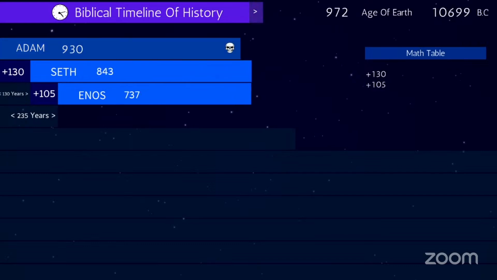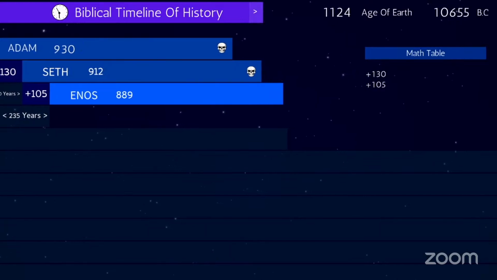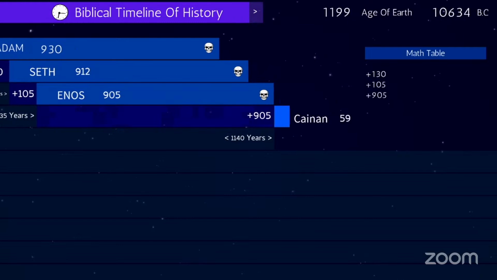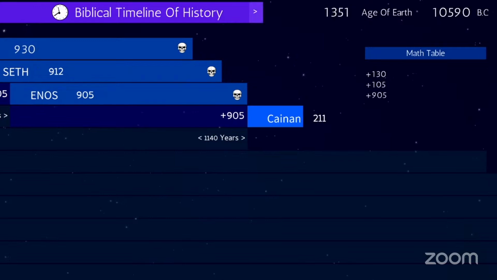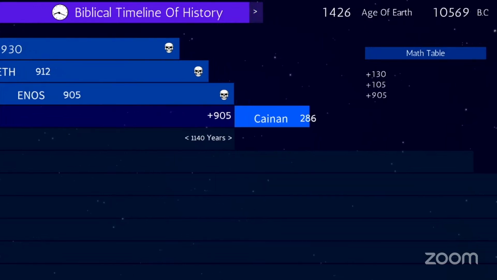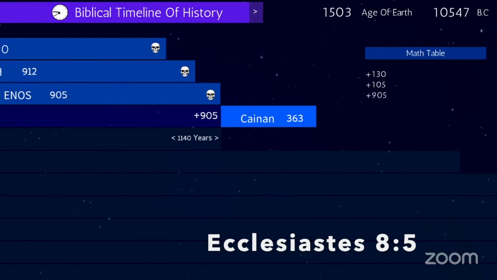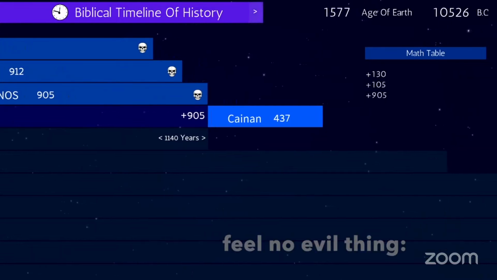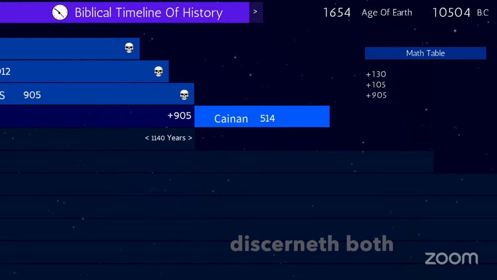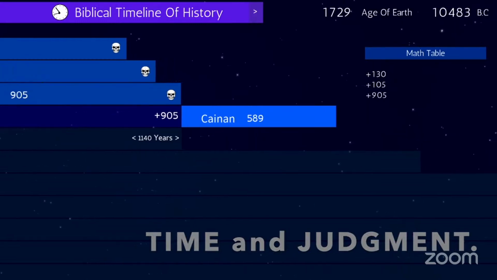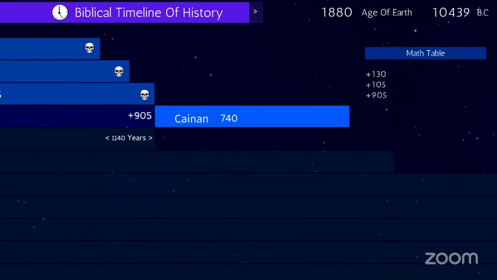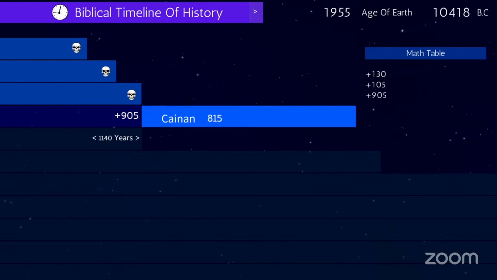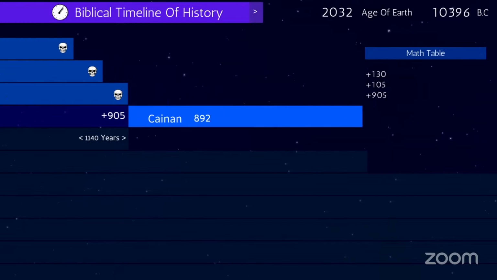So what exactly is the biblical timeline of history? It's a timeline that spans across the Bible, beginning with the first book, Genesis. This timeline then extends into subsequent books and chapters. Why should we invest time in learning about the biblical timeline of history? The answer can be found in Ecclesiastes 8:5. Whoso keepeth the commandment shall feel no evil thing, and a wise man's heart discerneth both time and judgment. To comprehend the current time or season, understanding past biblical events is essential to understand when future events will occur that the Bible has prophesied about.